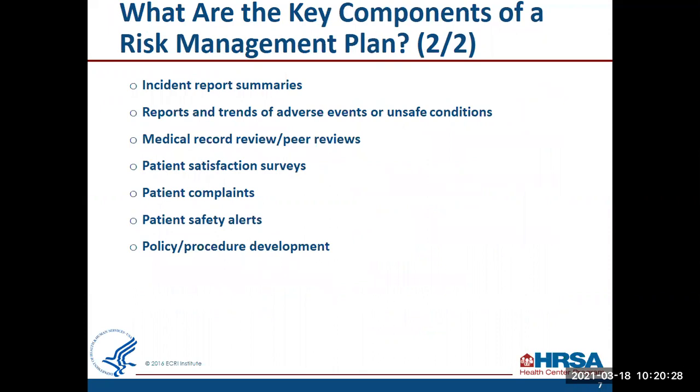The key components that we want to bring to your attention and listed here all point to either specific examples or trending data that help your health center identify areas of risk. For instance, let's consider incident report summaries, medical record reviews, patient satisfaction surveys, and patient complaints. They all point to specific instances where a health center can target efforts. Remember, these are all pieces of data that can yield trends which can further help inform overall health center operations or provide opportunities to highlight areas that could benefit from additional budget funds or oversight.